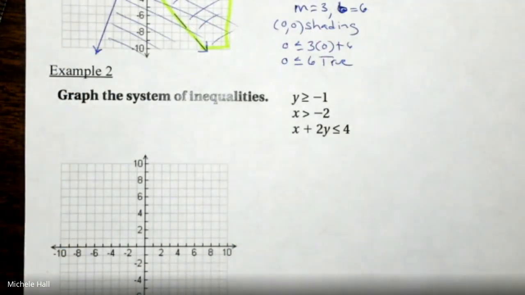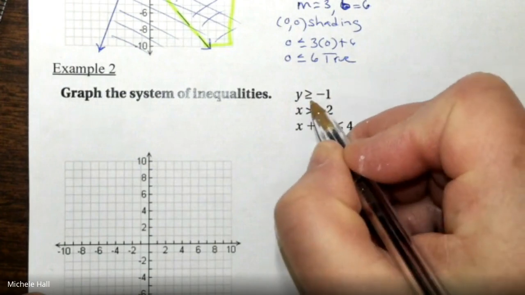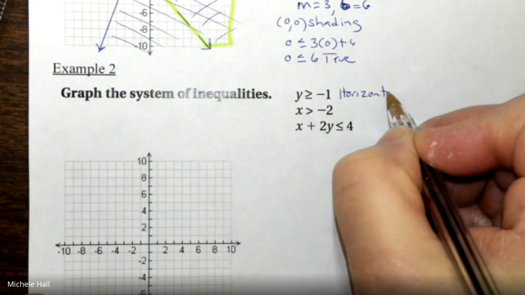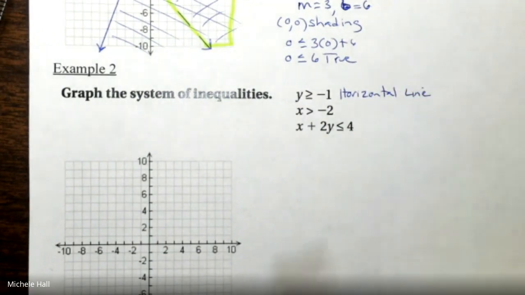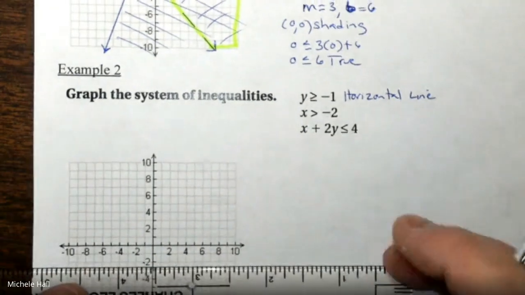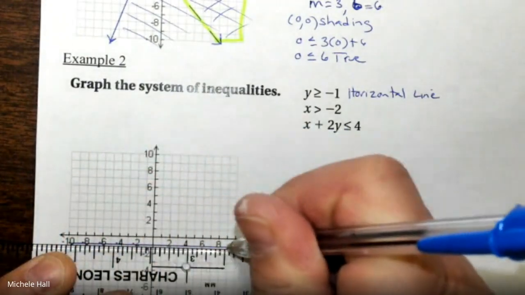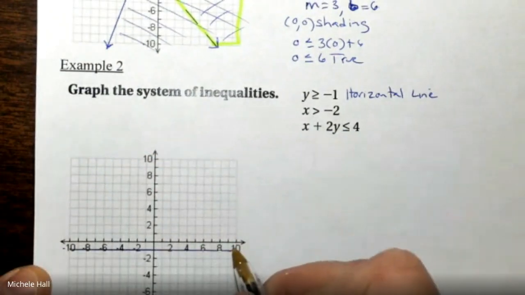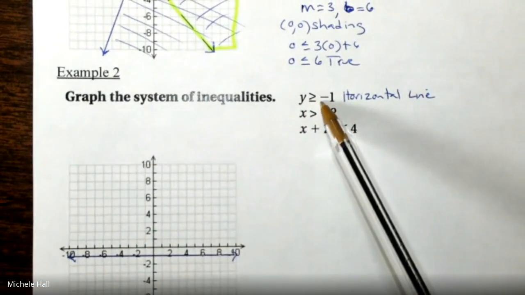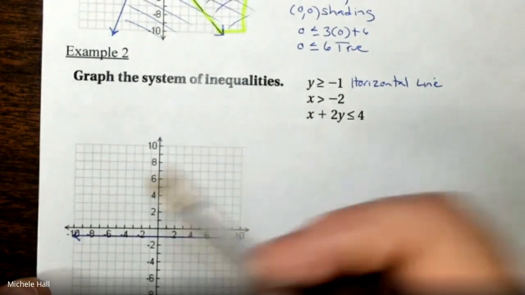For the next part, we have y is greater than or equal to -1. That is a horizontal line. Here is where y equals -1. It says greater than or equal to. That is a solid line. And it says that y is greater than -1. Well, if I pick a point down here, is that going to be greater than -1? No, my solutions are up here on top.